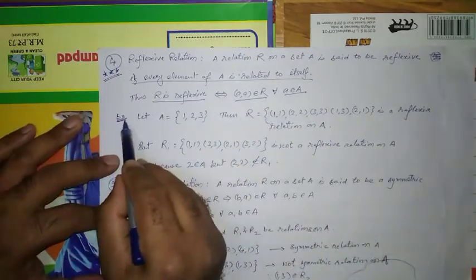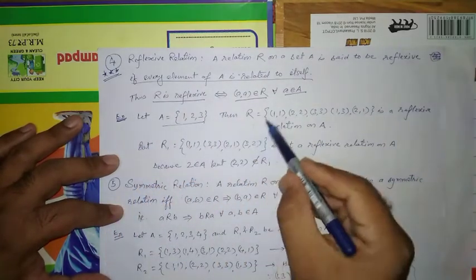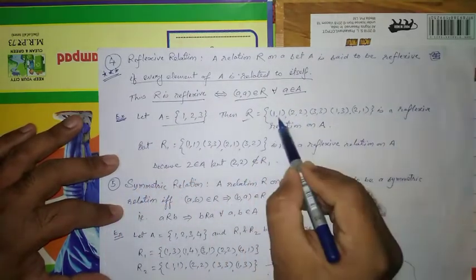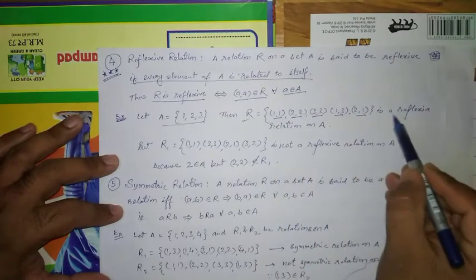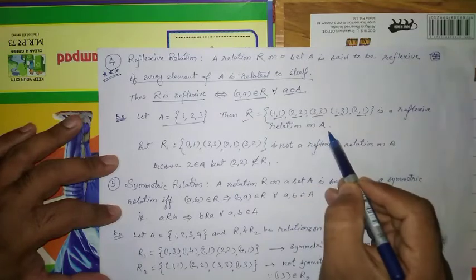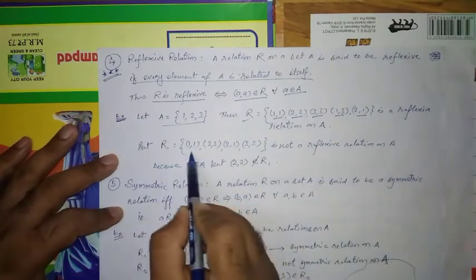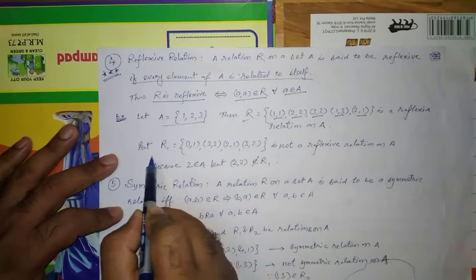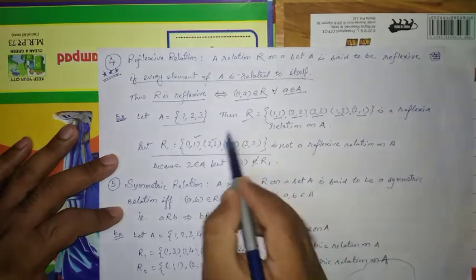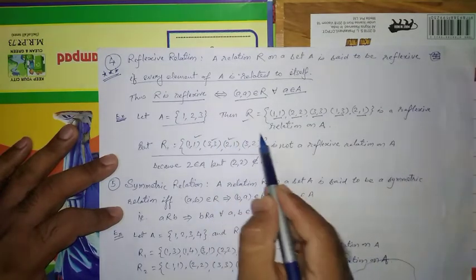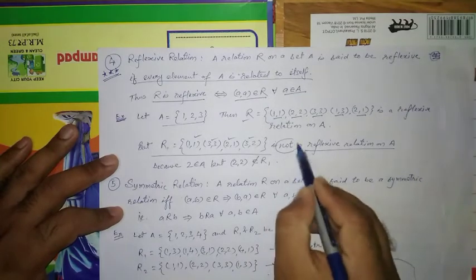Let us see an example. Let A be {1, 2, 3}. Then relation R can be written as {(1,1), (2,2), (3,3), (1,3), (2,1)}, which is a reflexive relation on A. But R1, one more relation that is given, that is {(1,1), (2,3), (3,2), (1,3), (3,2)}, is not a reflexive relation. We'll see why it is not.